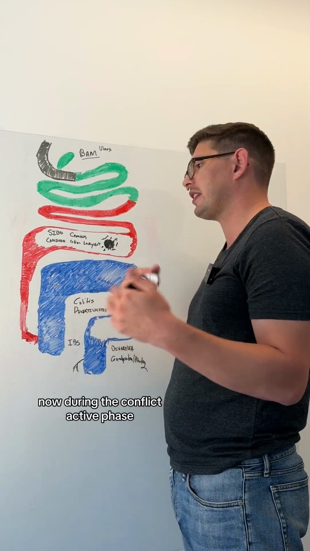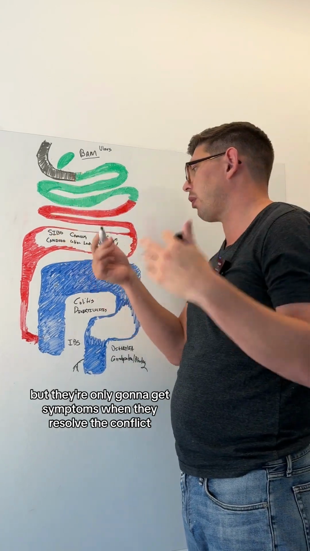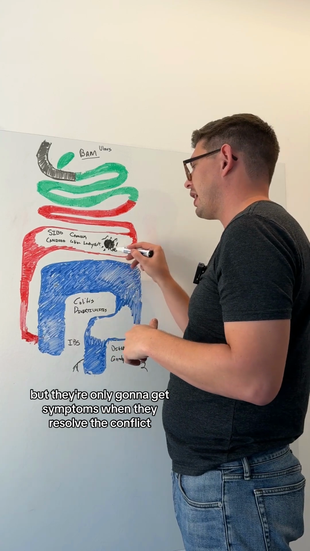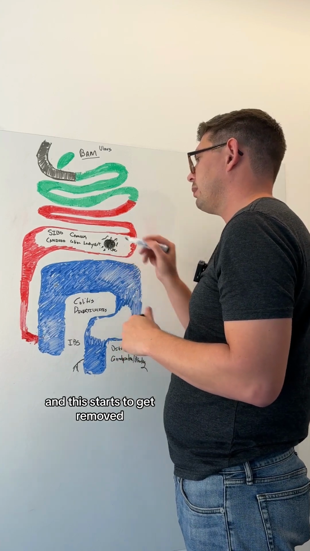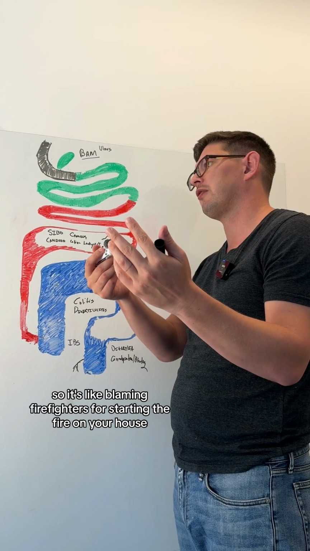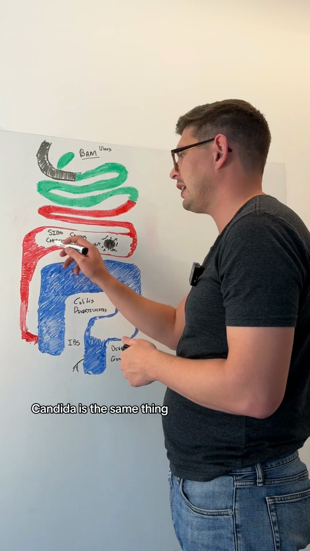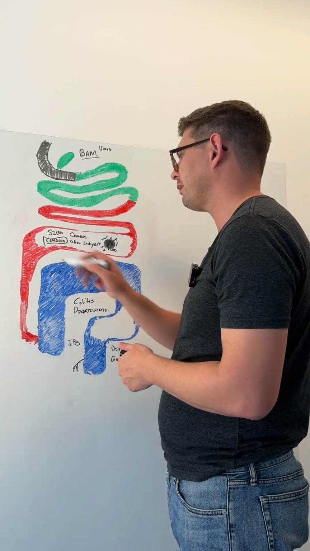Now, during the conflict active phase, there's no symptoms, and somebody might test high for dysbiosis, but they're only going to get symptoms when they resolve the conflict and this starts to get removed. So it's like blaming firefighters for starting the fire on your house where they're actually trying to fix things up. Candida is the same thing.